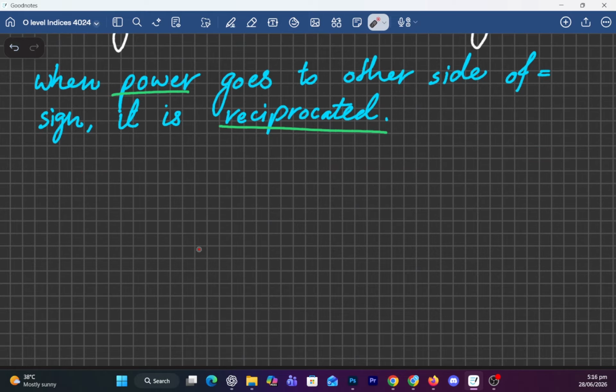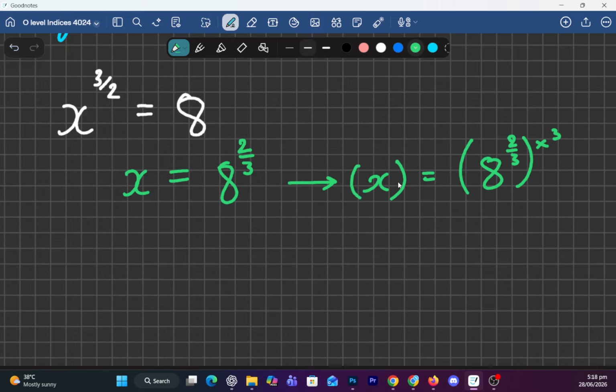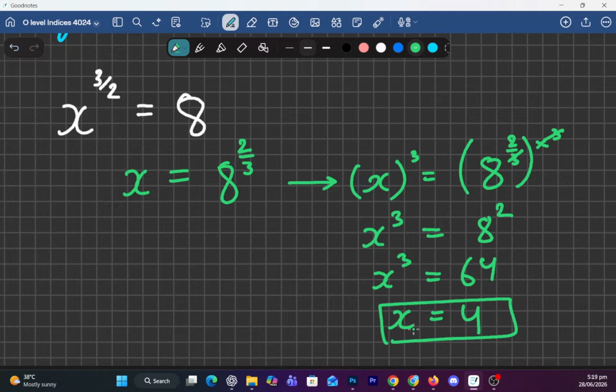Let's see some examples. x to the power 3 by 2 is equal to 8. So we will take this power to the other side. x equals 8, and the power will be reciprocated: 2 over 3. And we will take cube on both sides, and this 3 will be cancelled. So x cube equals 8 square. x cube is equal to 8 square, which is 64. So the value of x will be 4. This is how we solve this type of question.